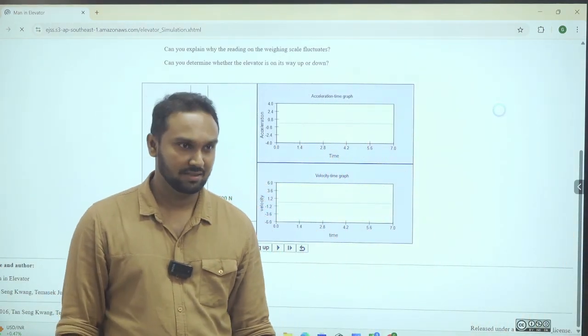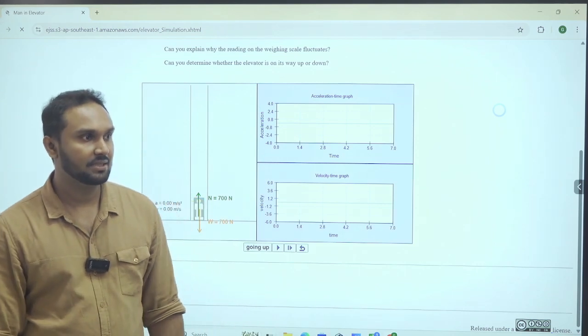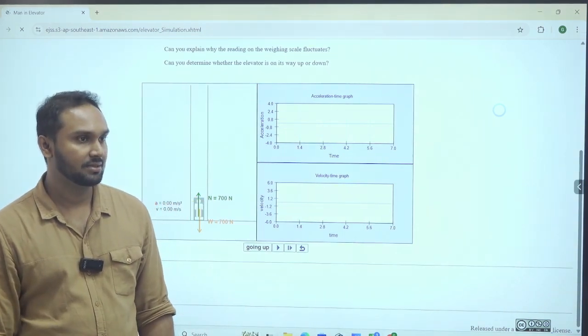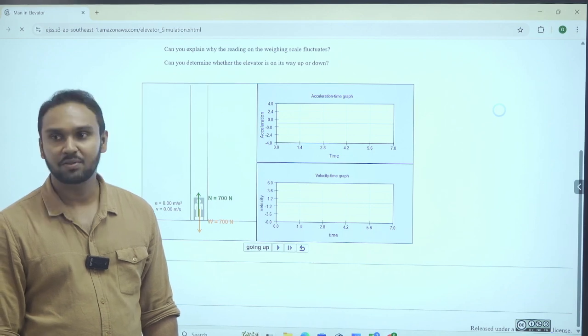Which one increases? W or the reaction? W or the reaction?